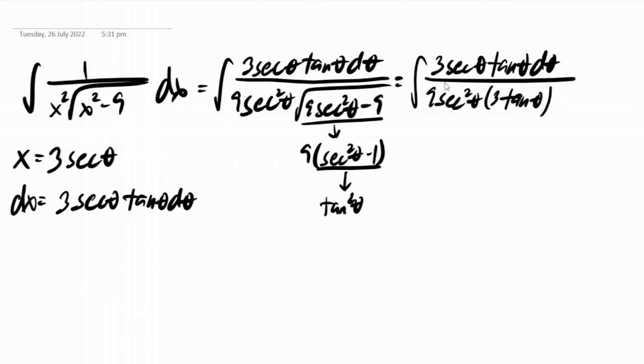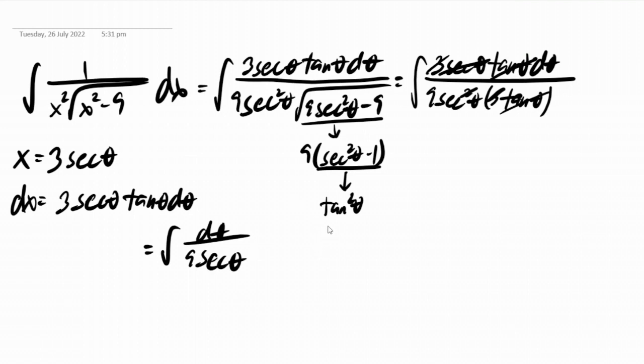So we cancel out tangent theta and secant theta. So multiply 9 and 3, but divide by 3 also. So cancel out 3 and 3 here. What we have left is the integral of d theta over 9 secant theta.